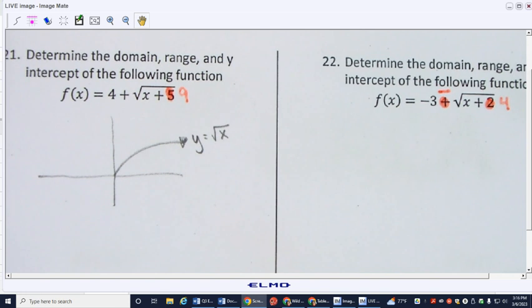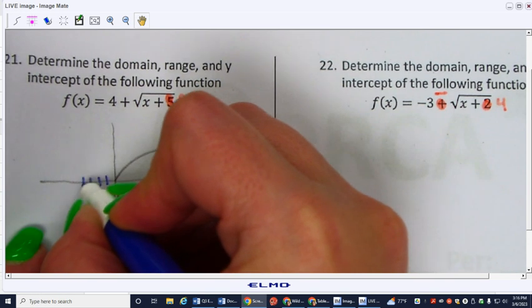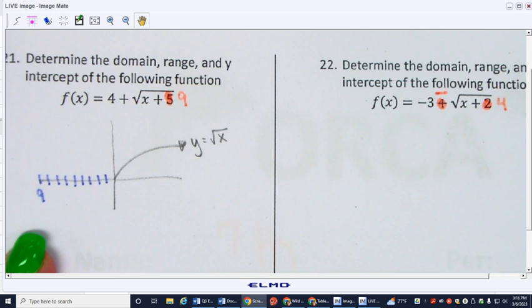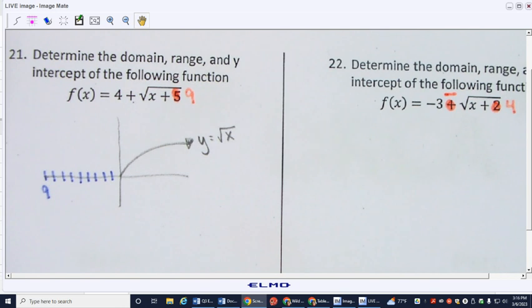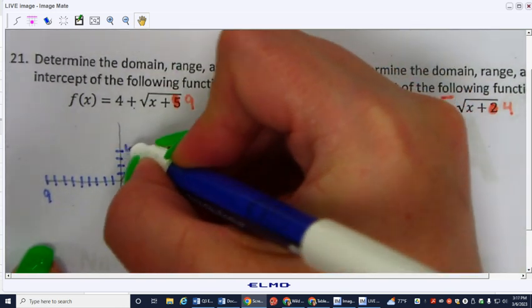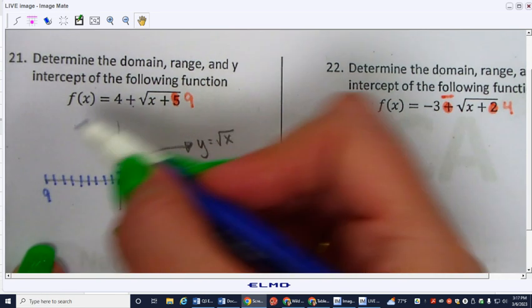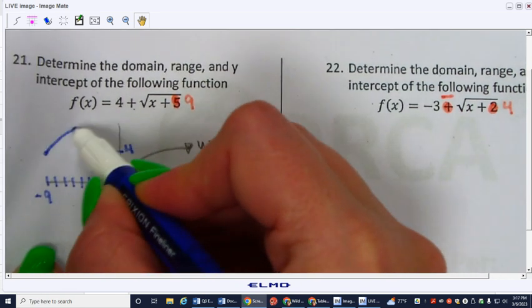What happens inside the function when I add to x? Where does my graph move? To the left that many units. So I'm going to be moving left 9 units. What happens when to the function I add 4? Up 4. So that means my function that normally started here at the origin is now going to start at negative 9, 4. But then it's going to look the same from there.